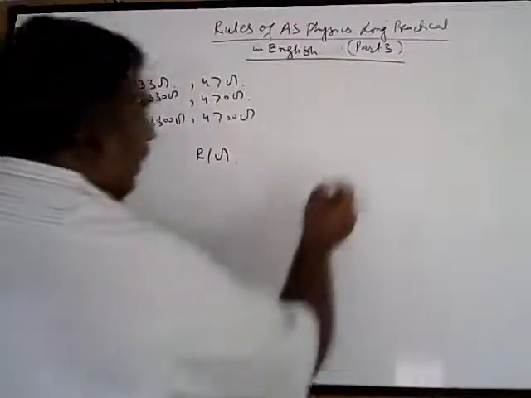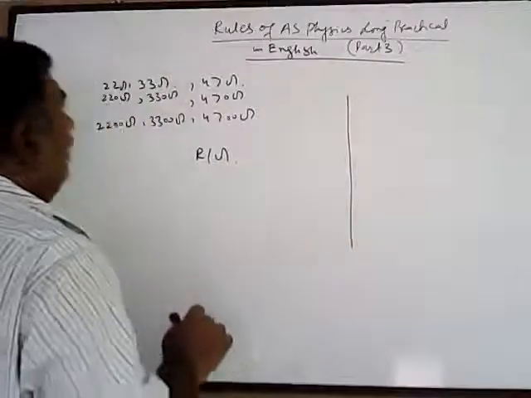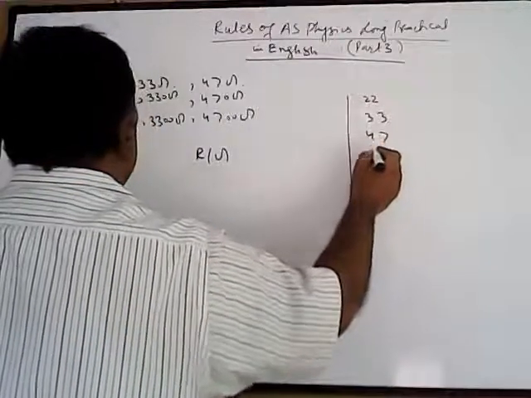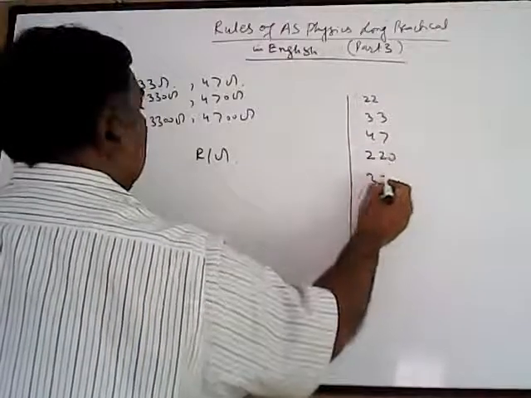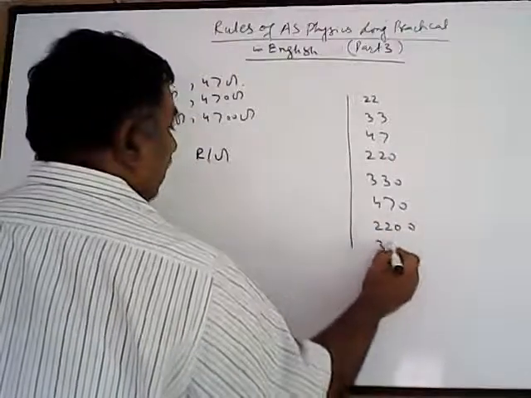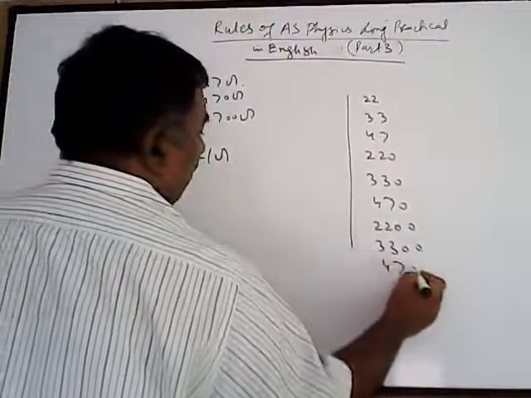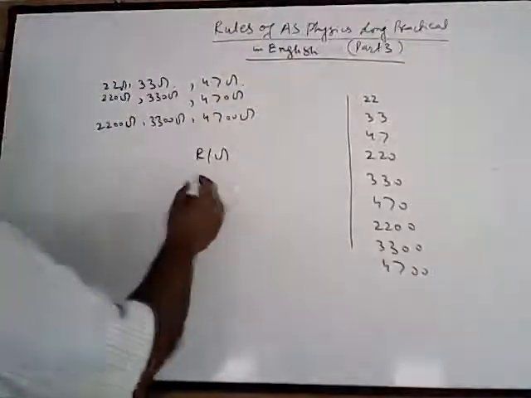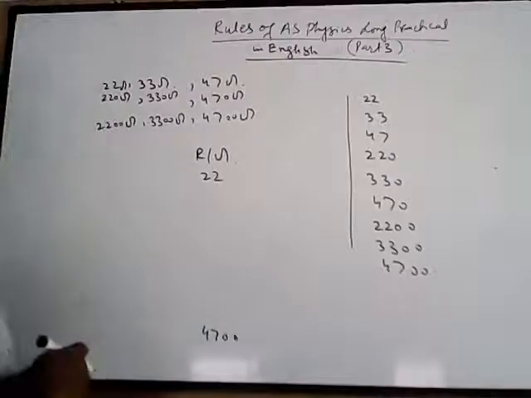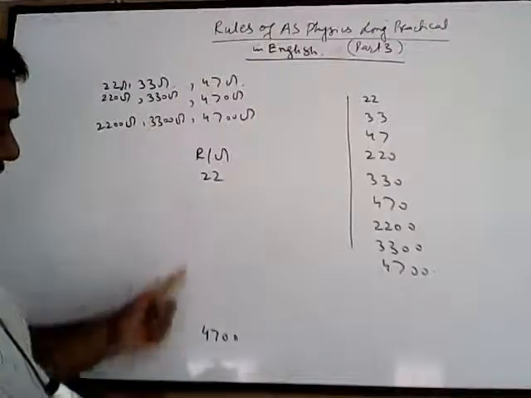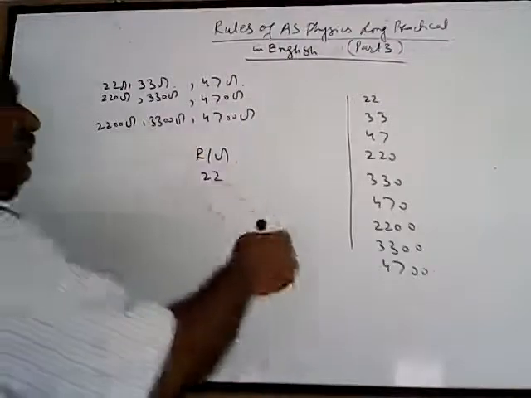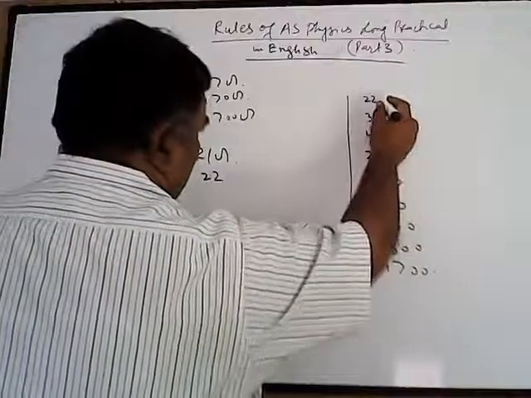First arrange them either in ascending order or descending order. First is 22, 33, 47, 220, 330, 470, 2200, 3300, 4700. Now it is better to first include 22 and 47, the minimum and maximum also. It must be in ascending order. Now I'll be leaving one and taking another. I have taken this and this.